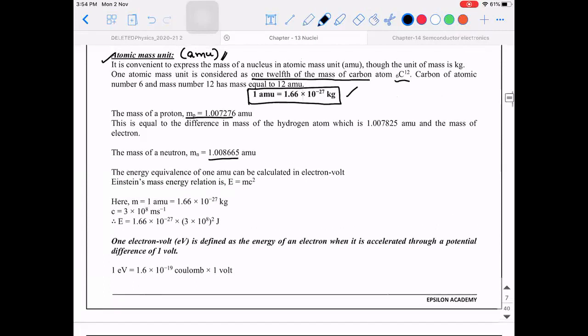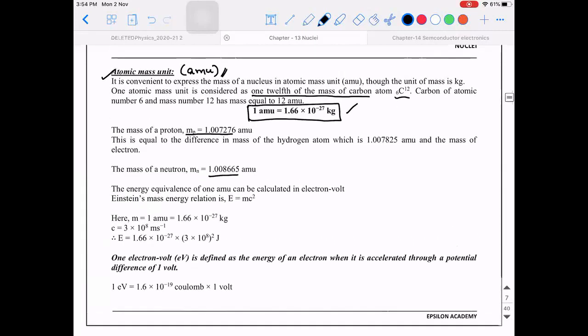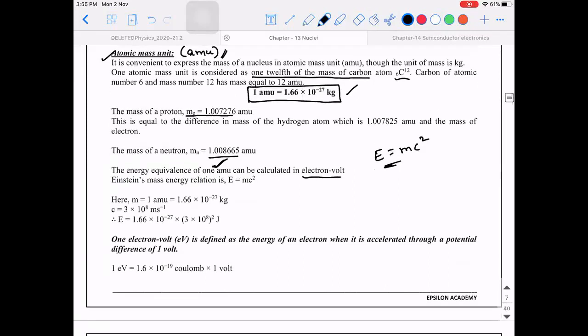Okay. So also we discussed one more important point in dual nature, that energy in the case of atomic physics and nuclear physics is measured in electron volt. So you remember I told you there is an energy mass equivalence relation which is called E is equal to mc square. Right. So the energy equivalence of one AMU can be calculated in terms of electron volt. How are we going to calculate it? So the question is like this. What is the energy equivalent of one AMU? Means one AMU consists of how much energy in terms of electron volt. So how to calculate this?